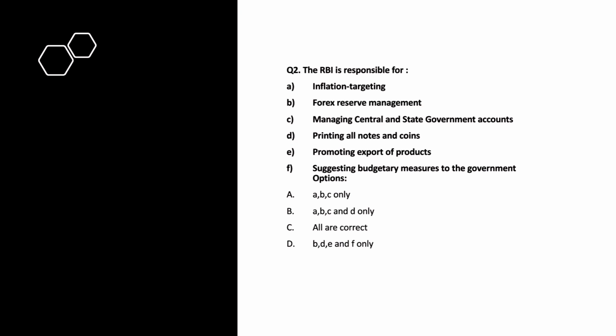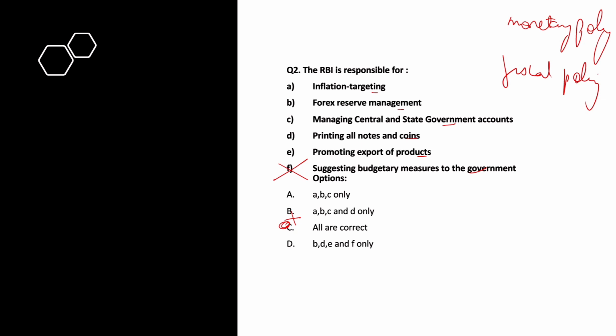The next question is, the RBI is responsible for inflation targeting, forex reserve management, managing central and government funds, printing all notes and coins, promoting export of products, suggesting budgetary measures to the government. So option F is completely false, and that rules out option C, because the RBI does not suggest any budgetary measures. Rather, it focuses on its own monetary policy. The Government of India or the Ministry of Finance comes out with the fiscal policy. Option E is also wrong. Option B is correct. RBI manages the forex reserves or the foreign currency reserves of India, but it has nothing to do with the promotion of exports.